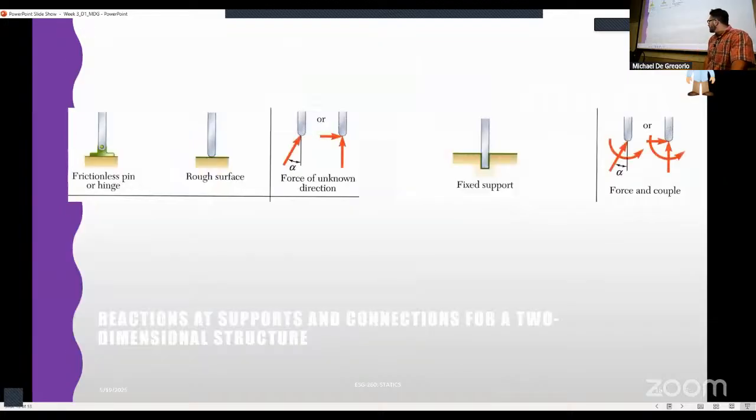All right, here's some more. Frictionless pin or hinge, right? We talked about pins or rough surface, right? If you had a rough surface, you might have some friction that is opposing your motion, and so you would have two reactions there, right? And then the final one here is the fixed support. This is our fence post, right? If I jam a fence post into the ground, or a footing for a building, something of that nature, I have three reactions here. I've got two forces and a moment, because this is going to help resist the rotations as well. Okay.